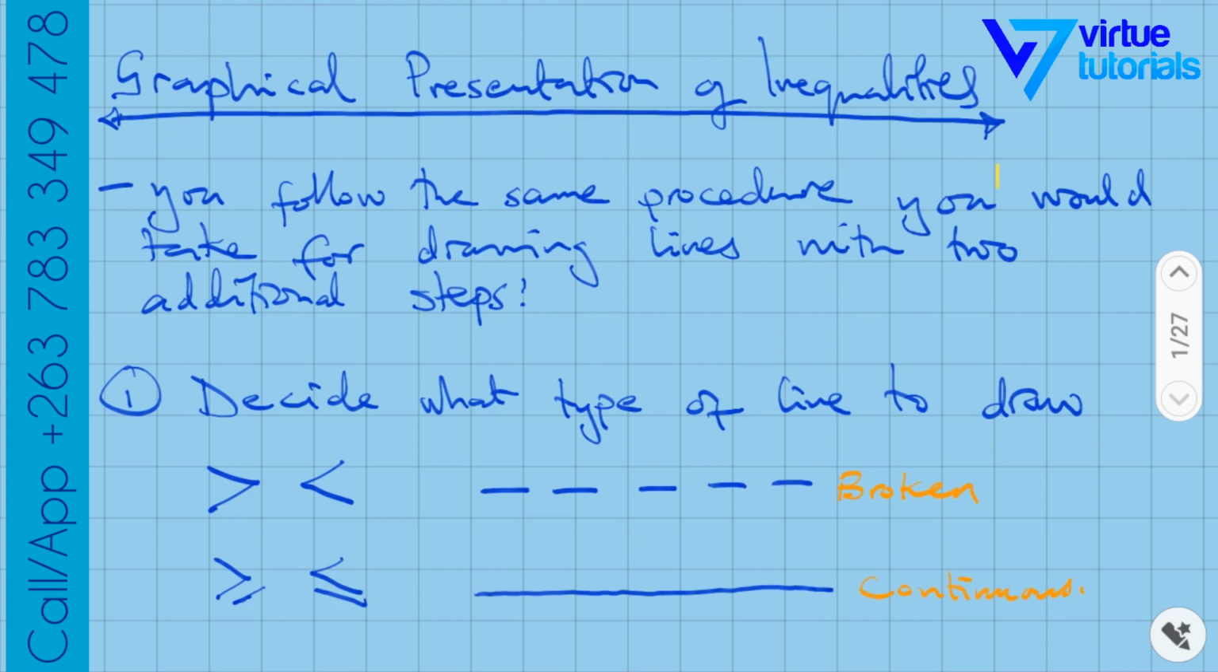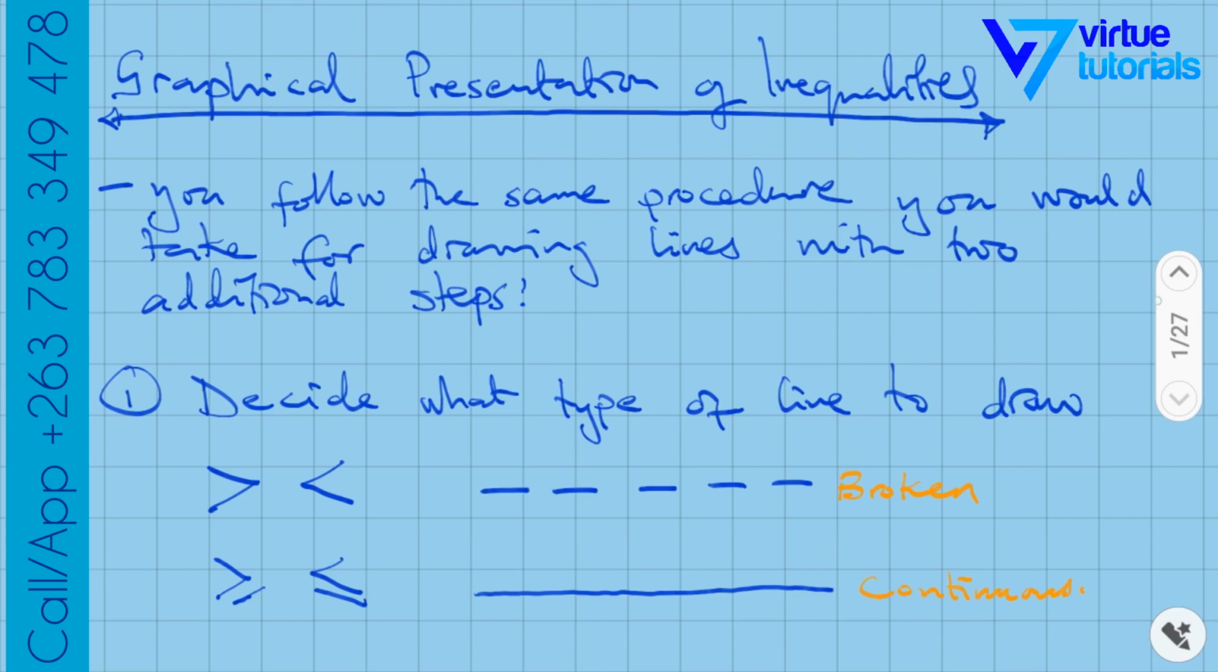You follow the same procedure of drawing a line, but for inequalities, you need to first of all decide what type of line you're going to draw. There are two types of line: a broken or dashed line, and a continuous line. A broken line is drawn when the inequalities have a greater than sign or a less than sign. If the inequality has a greater than or equal to, or a less than or equal to sign, you draw a solid continuous line, right? So that's the first decision you make.